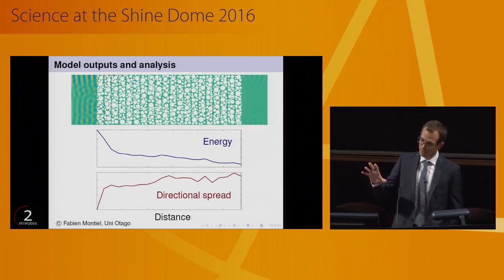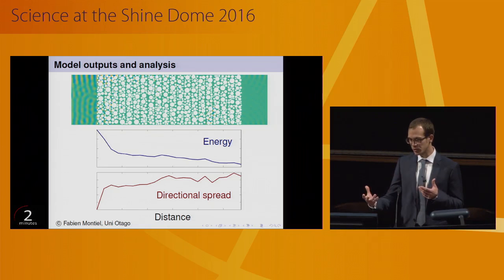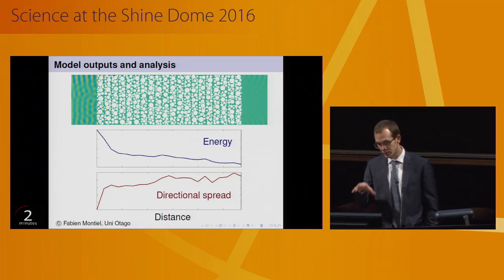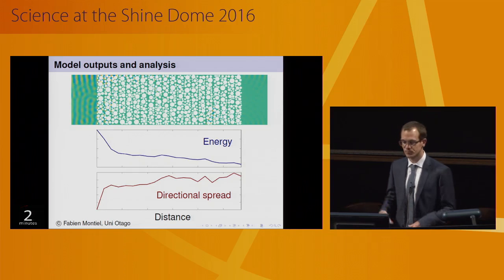The image at the top here is a model snapshot of a wave field traveling from left to right through a distribution of circular floes. The graphs beneath it show the way that the ice cover damps the wave energy and also how the ice cover spreads the directional spectrum of the wave field.